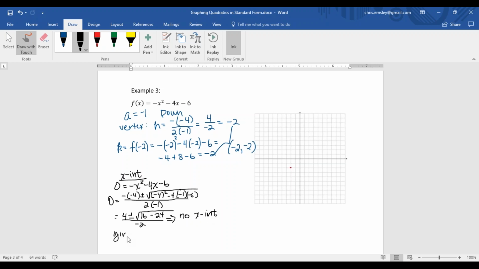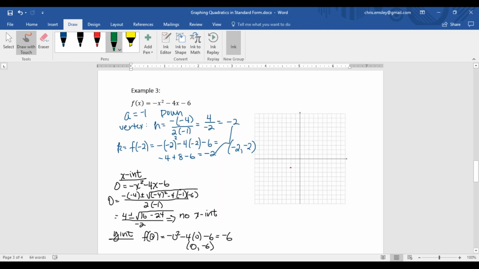To find our y-intercept, those are always the easier calculation. We just put 0 in for x, so we get negative 0 squared, which is 0, and negative 4 times 0, which is 0, and minus 6. So our y-intercept is at (0, -6).